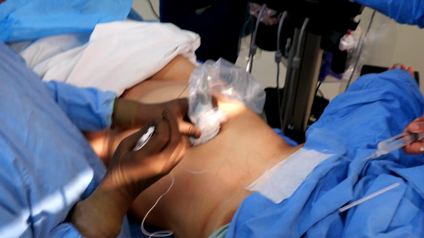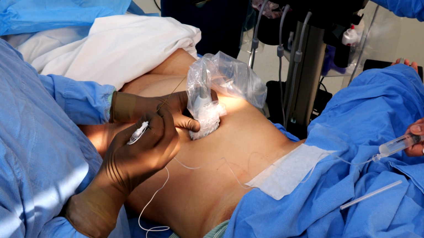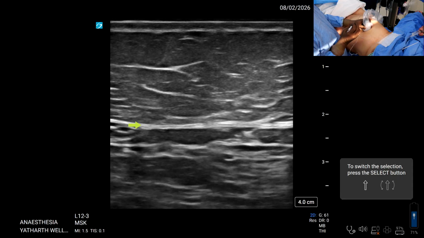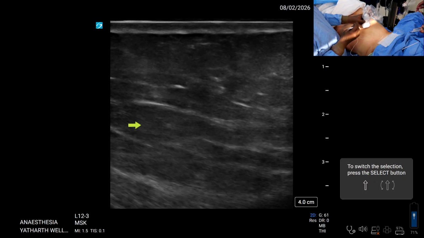Can you see it? Is it visible, Divesh? Can we have the ultrasound screen, please? Yeah, it's visible, sir.